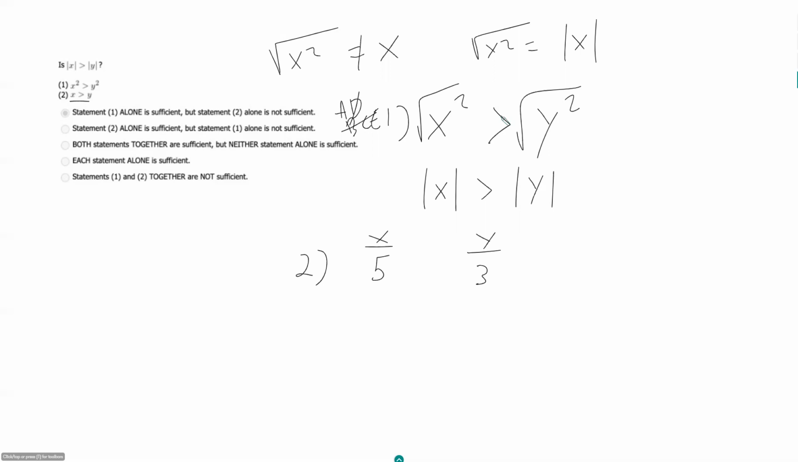So we would have this, and it would be the same thing: the absolute value of x would be greater than the absolute value of y. Or we can have something like 5 and negative 6. In this case, x is still greater than y, since 5 is greater than negative 6, but the absolute value of 5 is less than the absolute value of negative 6, which is 6. So this is insufficient for that reason, A.